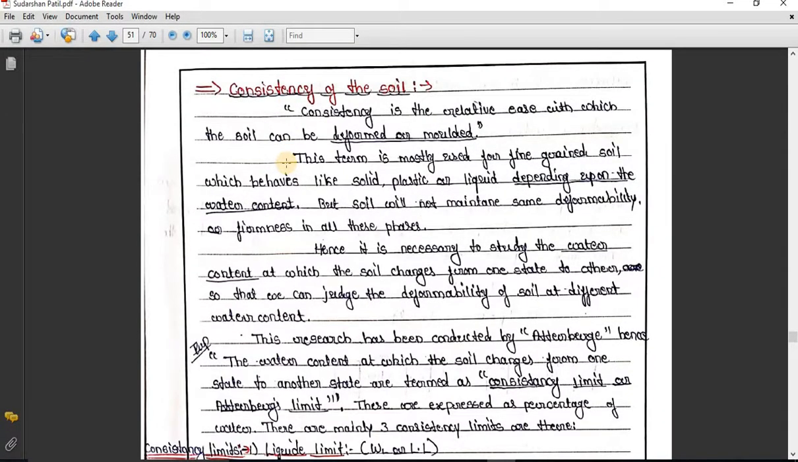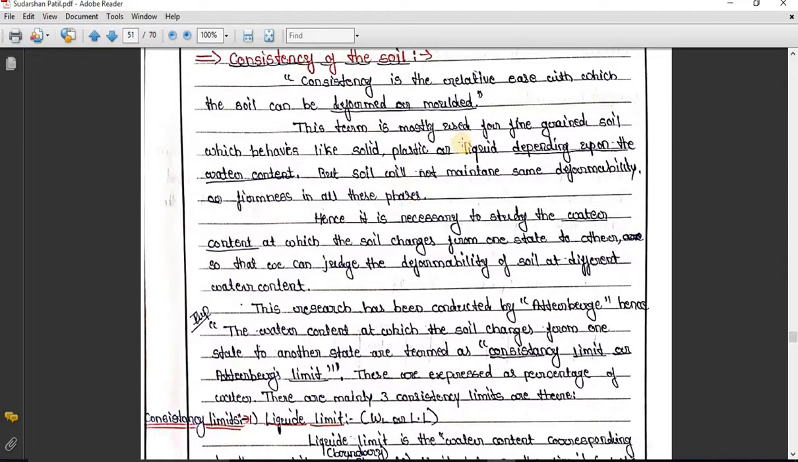Okay, next point in your syllabus is consistency of soil. Consistency is the relative ease with which soil can be deformed or molded. So consistency of a soil is the easiness with which I can mold the soil. It is like workability in concrete. How easily I can handle the concrete is called workability. Consistency means how easily I can mold the soil.